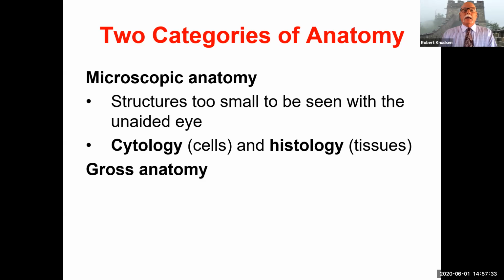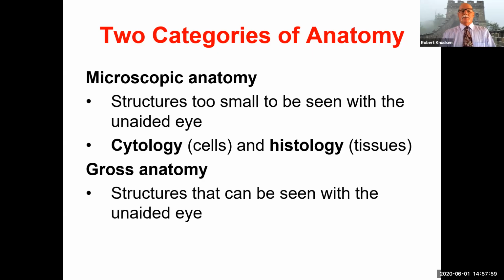And then gross anatomy. So here are the 2 categories: microscopic anatomy and gross anatomy. Gross anatomy is things you can see with the unaided eye. That means you can look at it. A bone, a femur, gross anatomy. Eyeball, gross anatomy, get it? Structures that can be seen with the unaided eye. Is there any test question there? Probably not. Maybe cytology, histology.